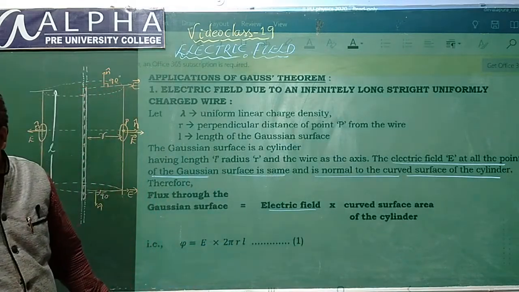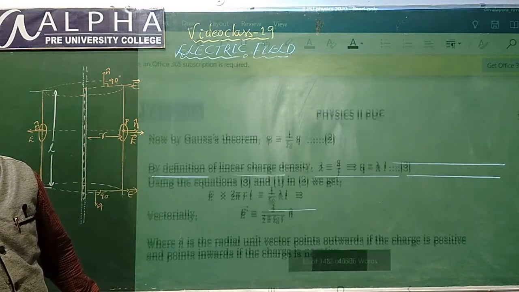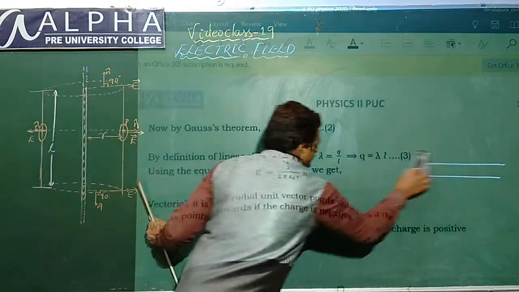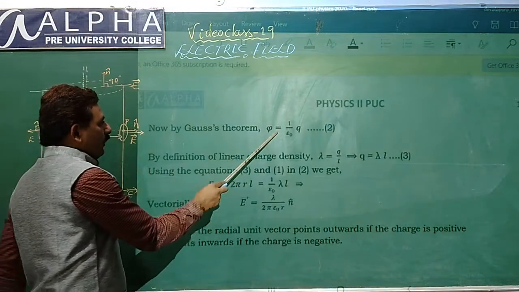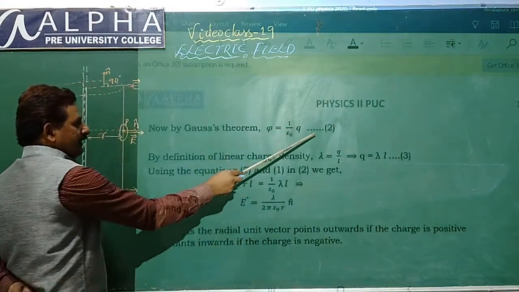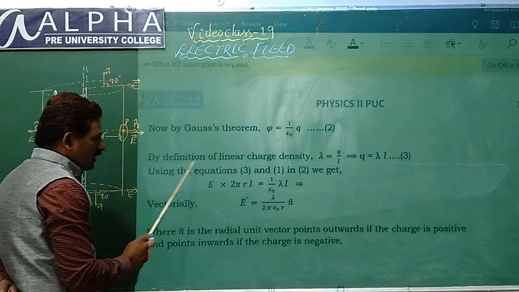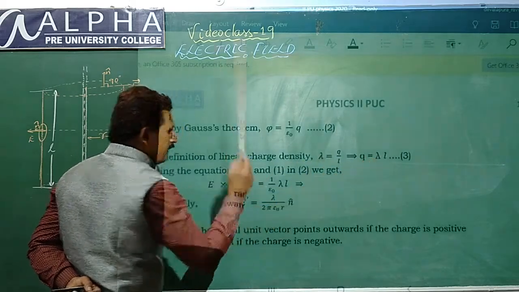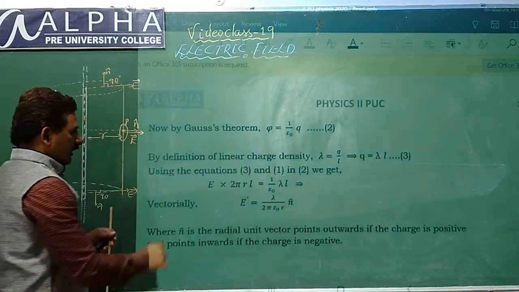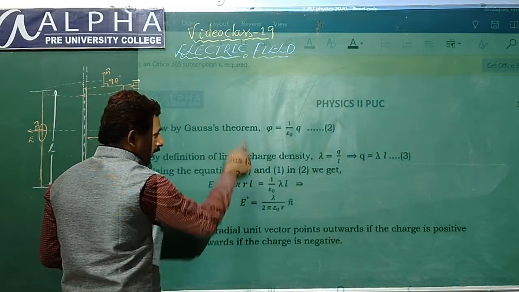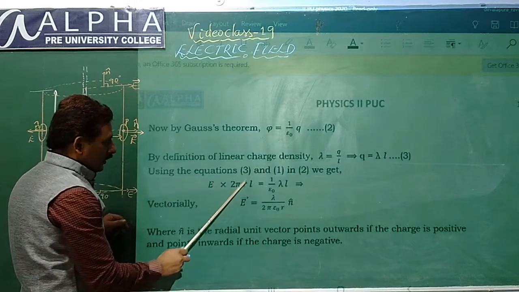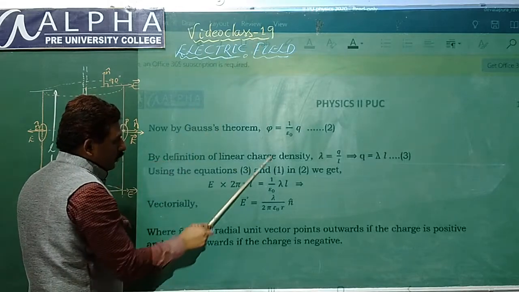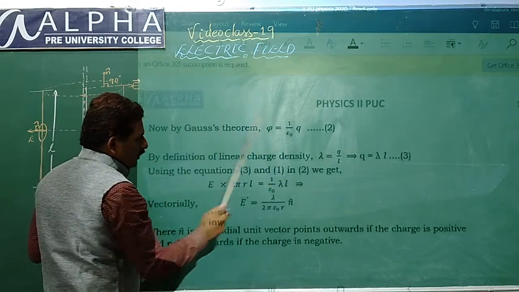We'll go to the next page, students. By Gauss law, what is flux? Flux is 1 over epsilon 0 into charge enclosed. This is equation 2. This is Gauss law. By definition of linear charge density, what is that? Charge per unit length. So what is charge? Lambda into L. This is equation 3. Now using equation 3 and 1, right? 1 we wrote on the first page and 2 here. Using in equation 2, what is 2?